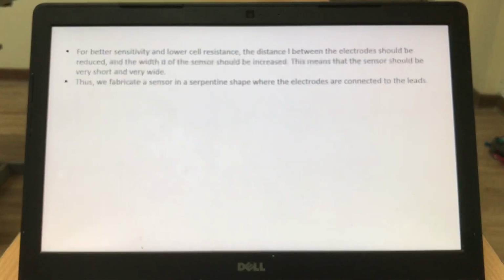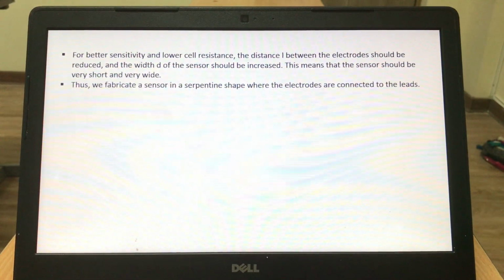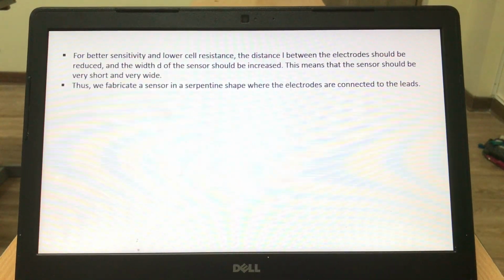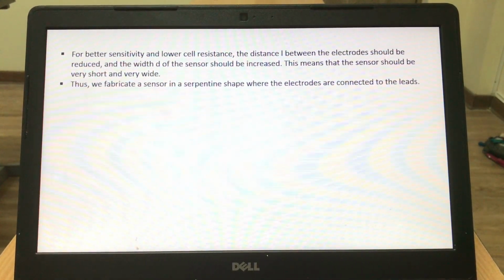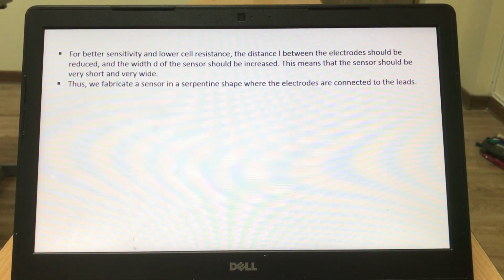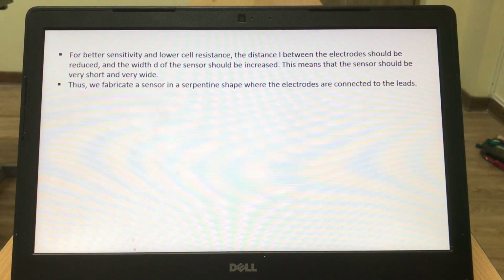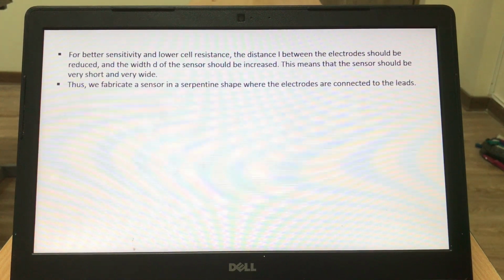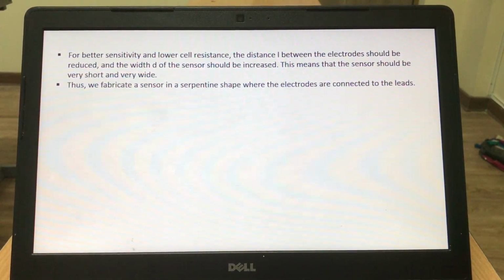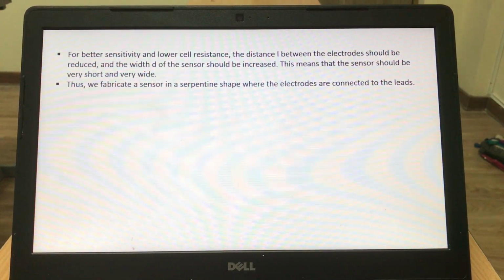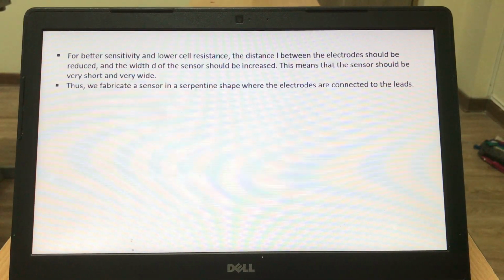So for better sensitivity and lower cell resistance, the distance L between the electrodes should be reduced and the width of the sensor should be increased. This means that the sensor should be very short and very wide. Thus, we fabricate a sensor in a serpentine shape where the electrodes are connected to the ends.